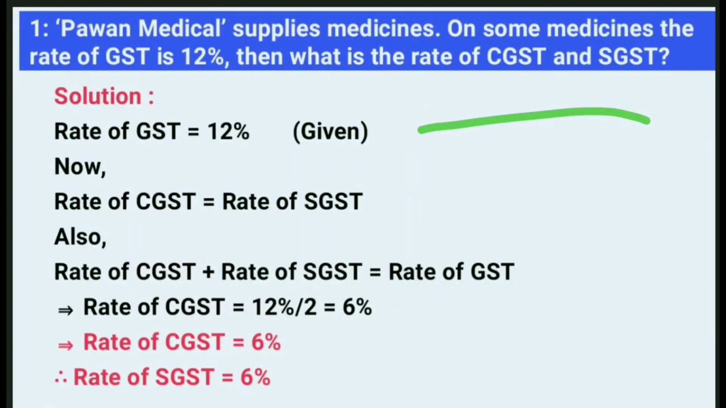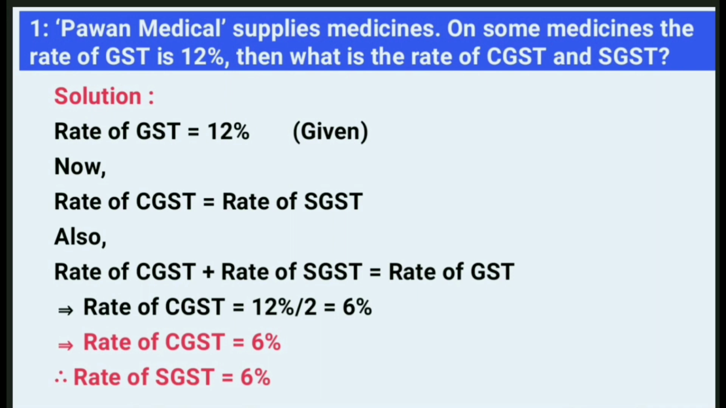हेलो फ्रेंड्स, आज हम देखेंगे प्रैक्टिस सेट नंबर 4.1 फाइनेंशियल प्लानिंग। क्वेश्चन नंबर 1, पवन मेडिकल सप्लाइज medicines. On some medicines the rate of GST is 12%. Then what is the rate of CGST and SGST? Now the rate of GST is given, that is 12%. So solution, the rate of GST is equal to 12%, that is given.